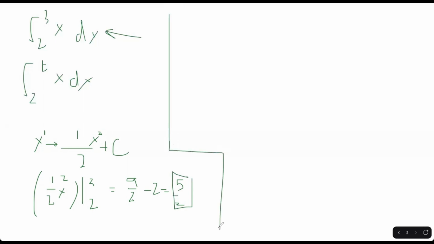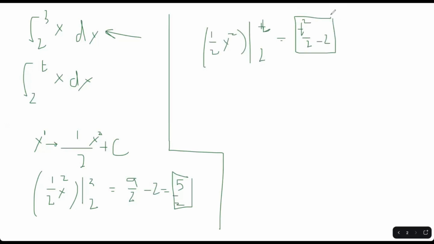Now, variable bounds. Let's try that same thing. It's going to be 1/2 x squared from 2 to t, since 2 is the lower bound. And that's going to be equal to, you plug in t and you get t squared and divide by 2. So t squared over 2 minus, and when you plug in 2, you're going to get the same answer, 2. And we can't really simplify much further. So this is going to be your answer.